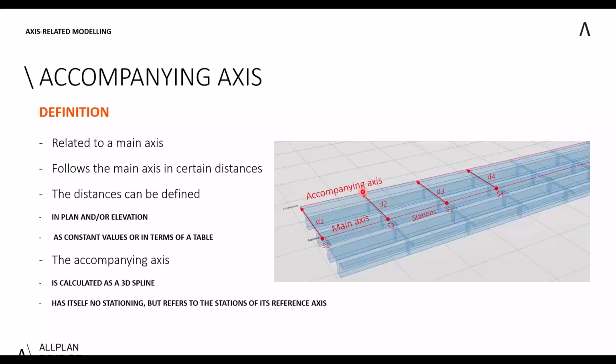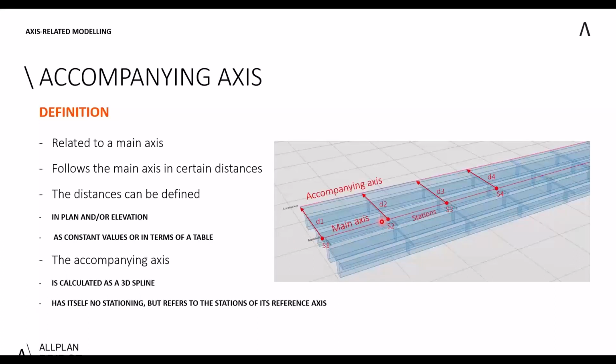Therefore, you will also find it in the context menu of the main axis. So it's not an axis that can exist by itself. It is always related to a main axis. And it has no station by itself, but the station is always also measured on the main axis.